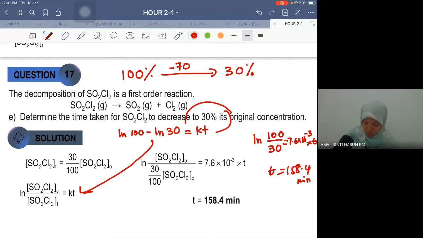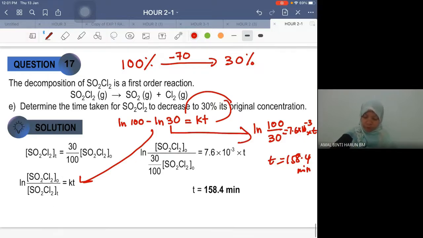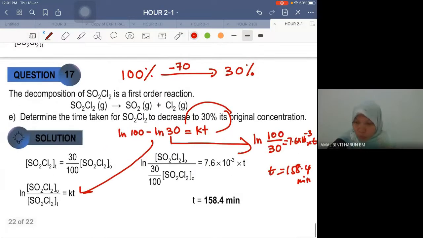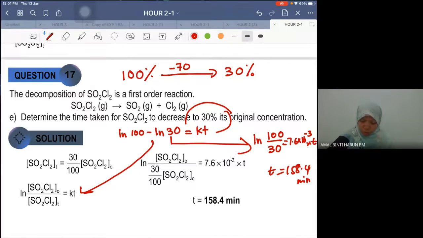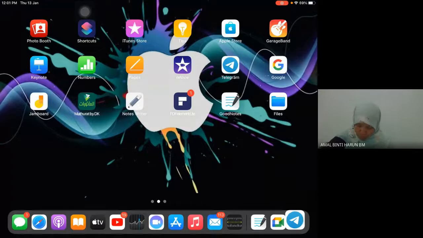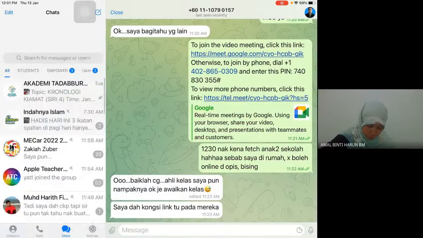So yang ni macam complicated sikit solution yang dia bagi. Saya rasa buat macam ni terus sikit. Okay, so kita habis hour 2. Now kita ada lagi 30 minit untuk kita tengok hour 3. So hour 3 is senang je.